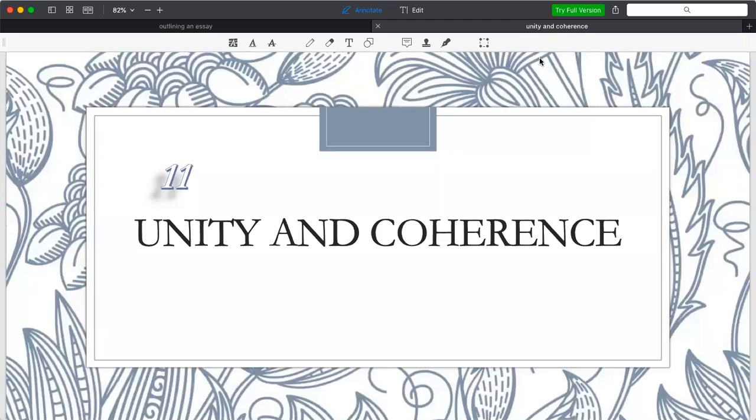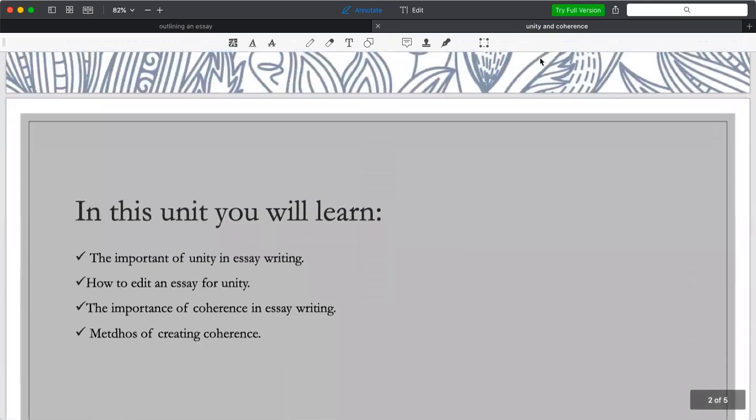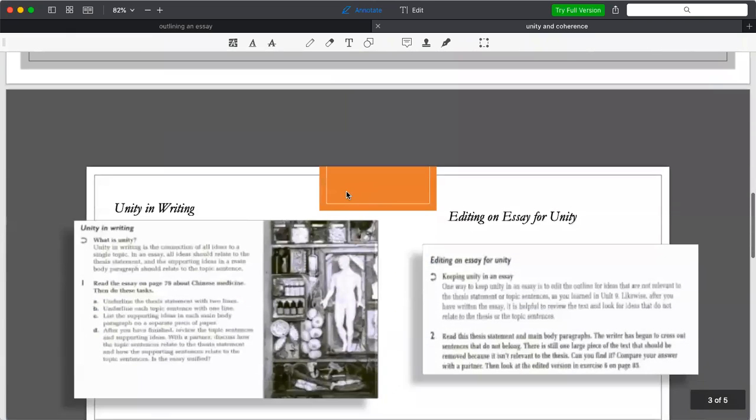Okay, now welcome to Unity and Coherence. In this part, we'll learn about the importance of unity, which means the collaboration between sentences in one paragraph in essay writing, and then how to edit an essay for unity. We'll also cover the importance of coherence in essay writing, and methods of creating coherence.